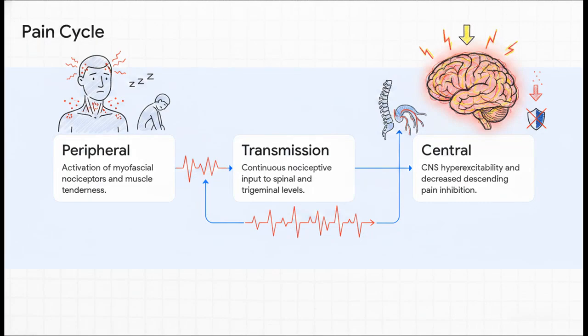So let's trace how this builds into such a vicious cycle. Step 1 starts out in the periphery. Things like stress, poor posture, or lack of sleep activate the myofascial nociceptors. That's the pericranial tenderness you feel on your exam.